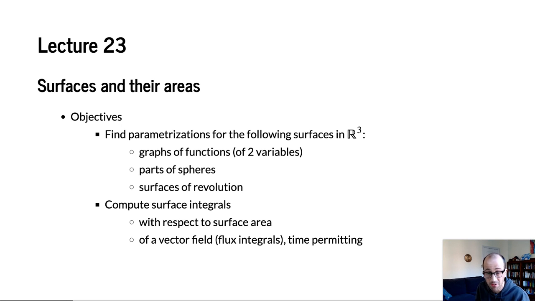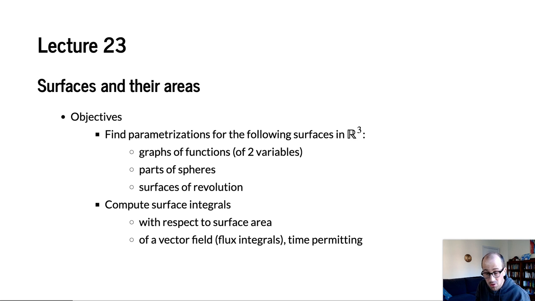More specifically, we're going to find parametrizations for those surfaces, but we're not going to tackle the general problem for all surfaces. That's too difficult. We're going to concentrate on three kinds of surfaces for this class that you should be able to produce parametrizations for. Those are graphs of functions, parts of spheres, and surfaces of revolution, all of which you've encountered in some context. We want to see what they all have in common and put them in the context of parametrized surfaces.